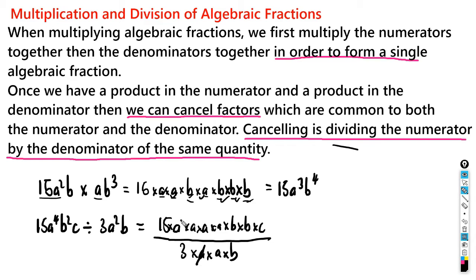We're going to divide the numerator by the denominator of the same quantity. A can go into a here, so that removes one a. A can go into a here, and this b can go into 1b. And this 3 can actually go into 15, leaving 5. So we're going to end up with 5, and there's 2 a's, a squared. And then we're going to get b, which is 1b, and then c. Cool? So it's really simple, guys. It's as simple as ever.